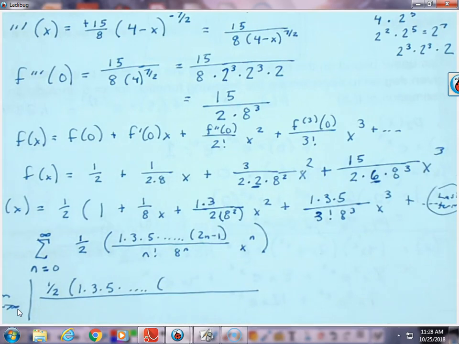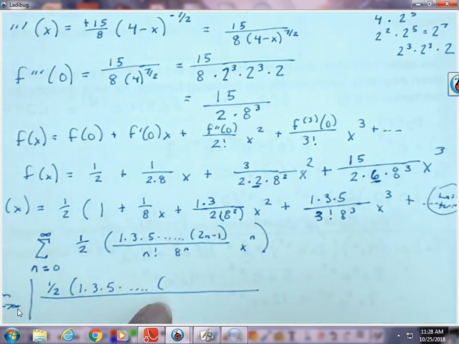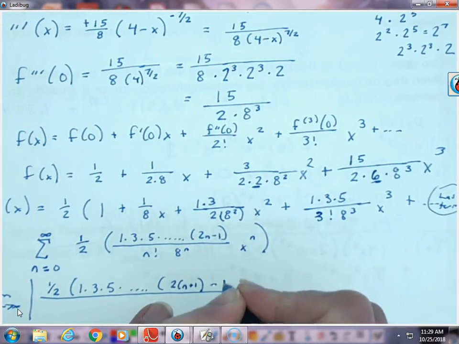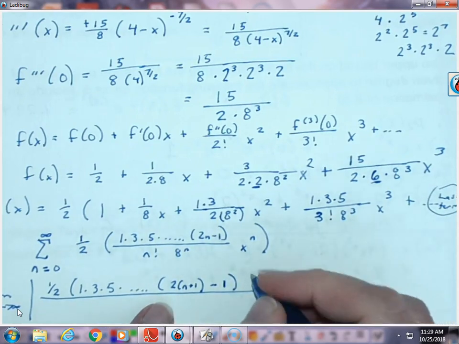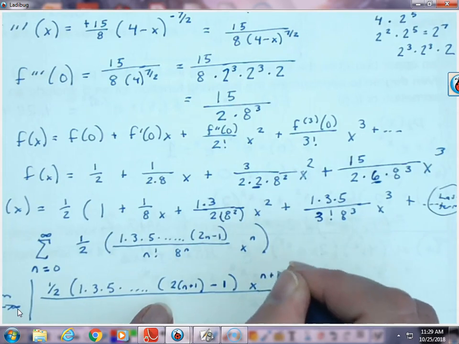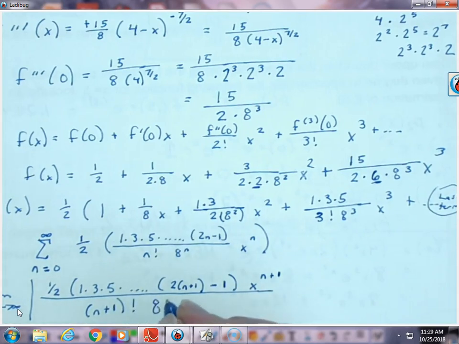You do what you want, but I'm establishing a pattern so that I know what I can cancel. It's not that 15 is not equivalent to that. I'm not debating the mathematical truth. So this would be 2 times n plus 1 minus 1. And I would have, I'm going to put this in the numerator, the x to the n also, so that'd be x to the n plus 1. And then I have n plus 1 factorial, 8 to the n plus 1.